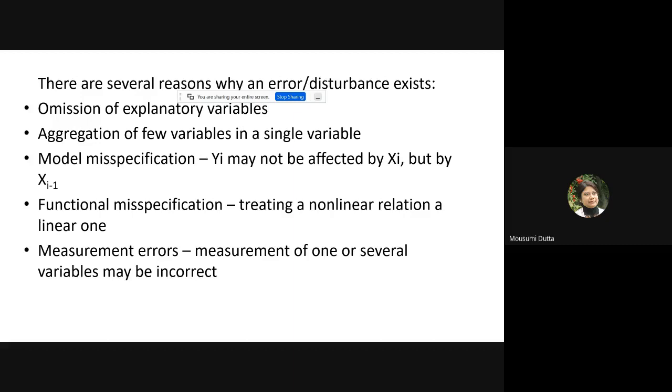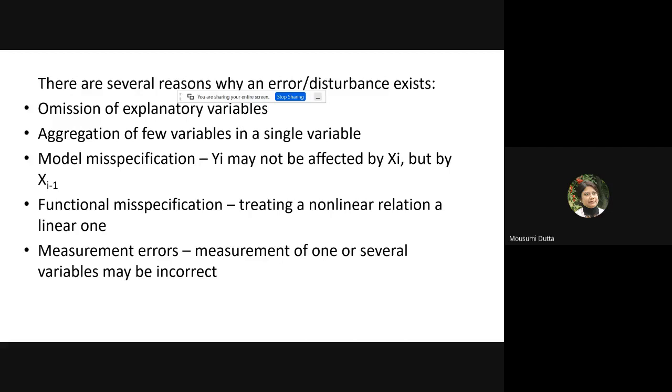Okay, so no problem. There are several sources why an error or disturbance exists. One thing I mentioned is the graphical thing. When we consider the scatters, all the points will not lie on the fit. Now, why does the concept of error emerge, why do the scatters not lie on the fit, why will there be some scatters above the line and some below the line, etc. There are different sources.